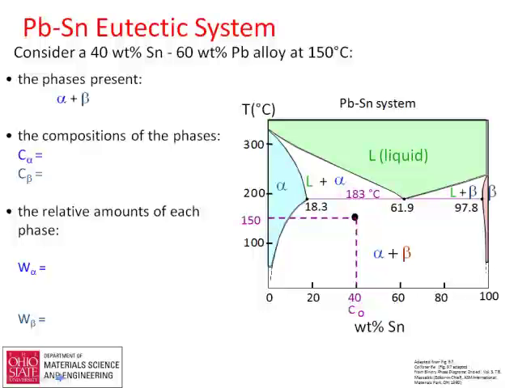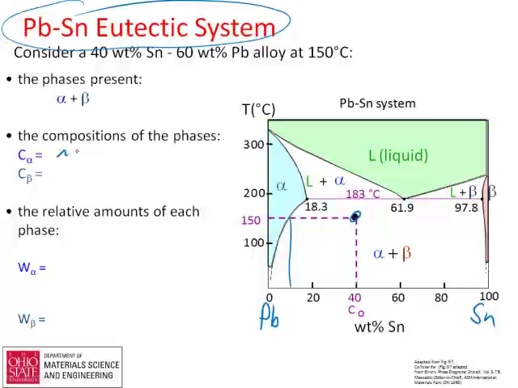This is another classical system, the lead-tin eutectic system. And what we end up seeing here is, let's just go right to this point. At this point, the composition of alpha, this is pure lead here, pure tin over here, you're going to have about 10% tin and the rest lead. The other phase, the beta phase, is going to be about 2% or so lead, and the rest tin.